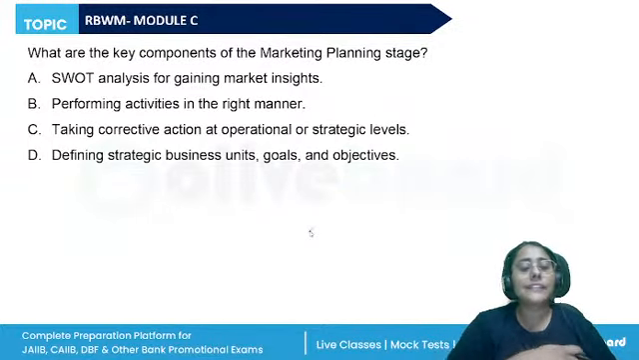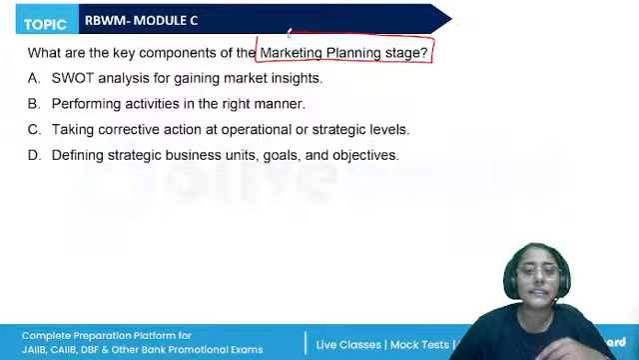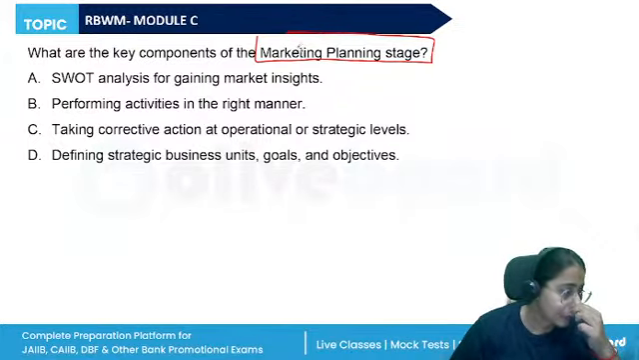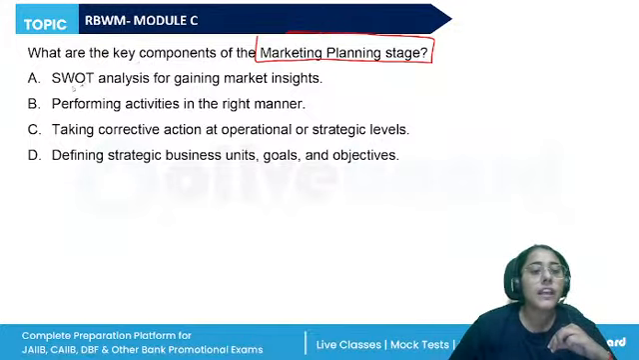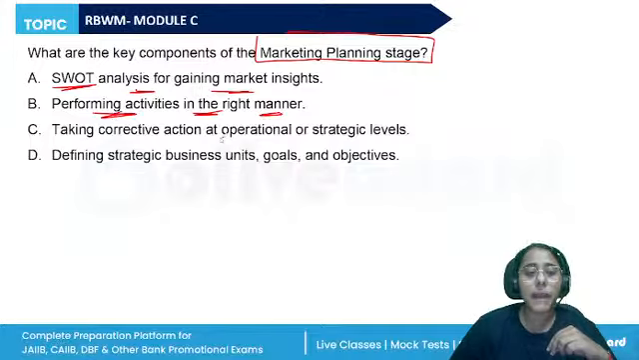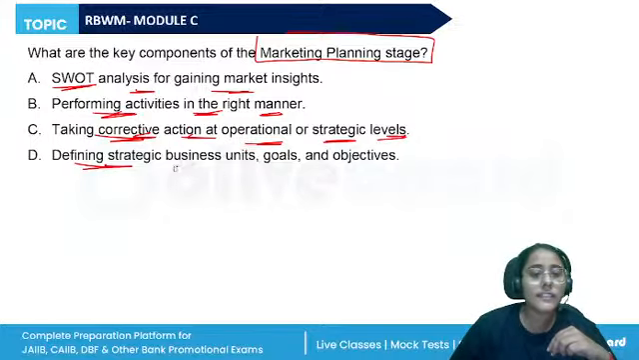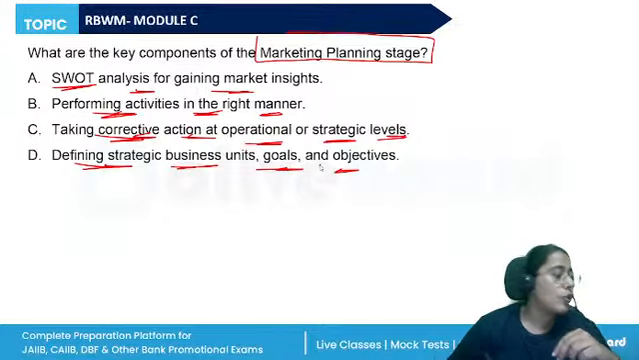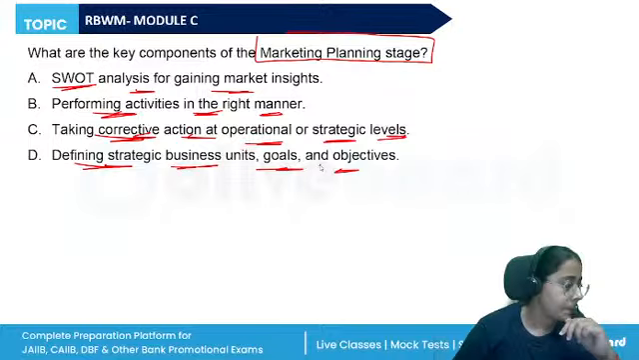What is the next question? What are the key components of the marketing planning stage? Key components of our next stage: the SWOT analysis for gaining market insights, performing the activities in the right manner, taking corrective action at operational or strategic levels, defining the strategic business units, goals, and objectives.